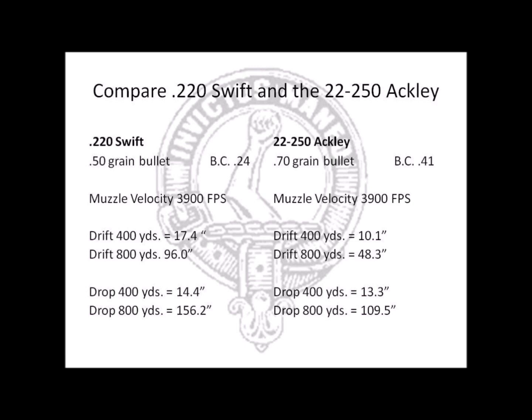Its drift at 400 yards will be 10.1 inches. Its drift at 800 yards will be 48.3 inches. Its drop at 400 yards will be 13.3 inches. Its drop at 800 yards will be 109.5 inches. Which bullet is more efficient? Obviously, the .22-250 Ackley would be a better choice for long-range shooting.